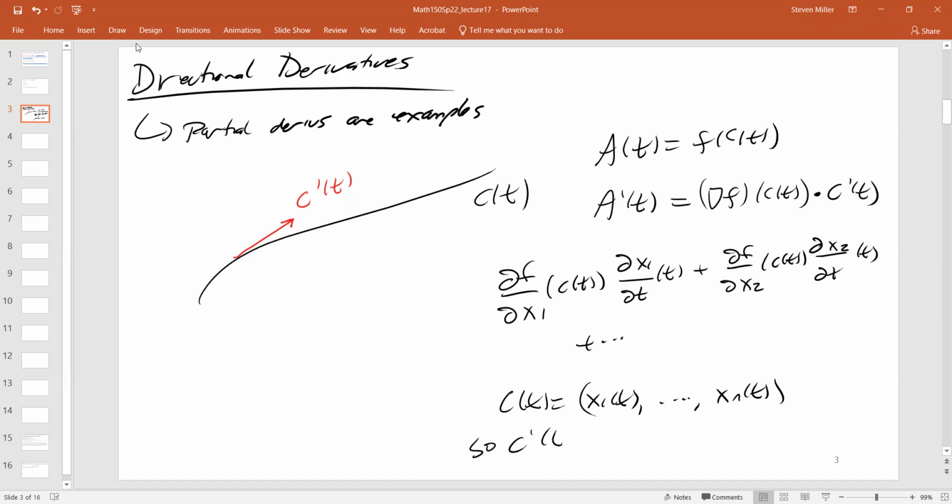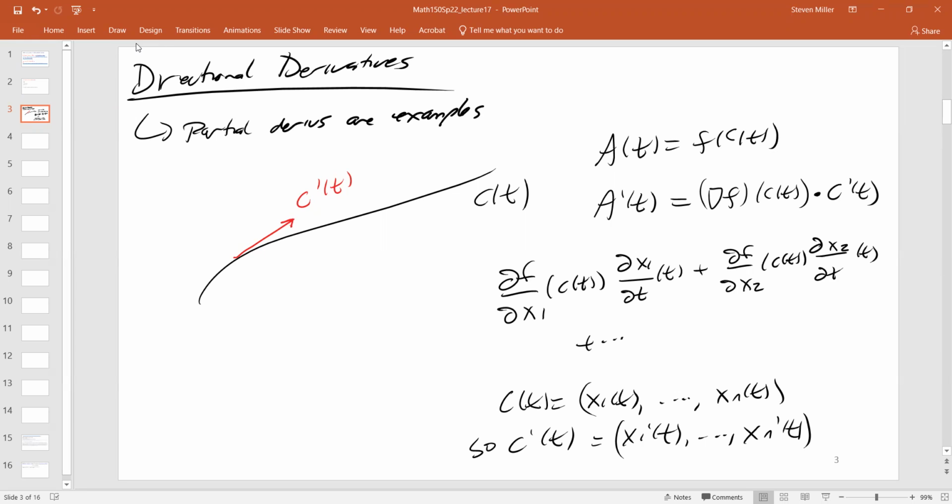So c prime of t is just x1 prime of t, dot dot dot, xn prime of t. Okay. So if I can parameterize how I'm walking in space, I've got some curve c of t, and I look at f of c of t. This is now a function of one variable. I know how to take derivatives of functions of one variable. Always go back to what you know.